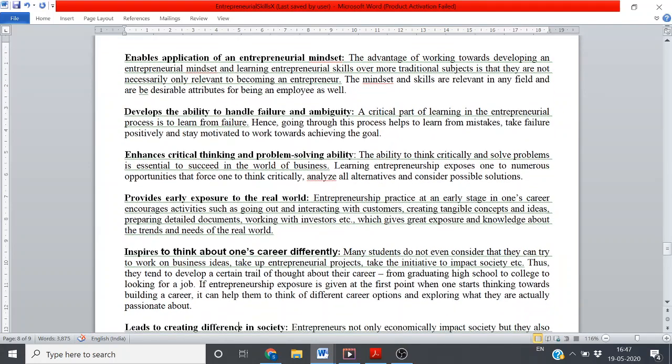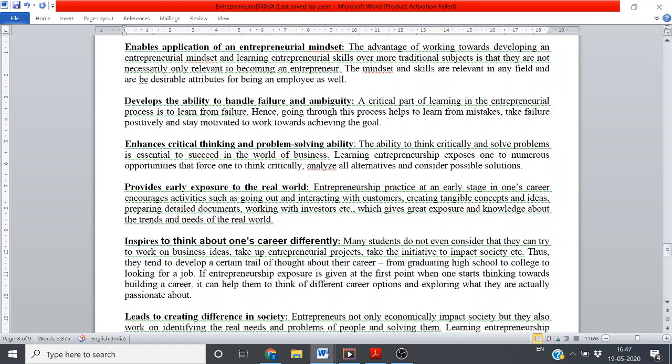Inspires to think about one's career differently. One's career differently means you don't need to be a job seeker, you can be a job creator as well. For us, what we do is we go to school, then move to college, and then look for a job. We have never thought of being an entrepreneur or creating jobs.